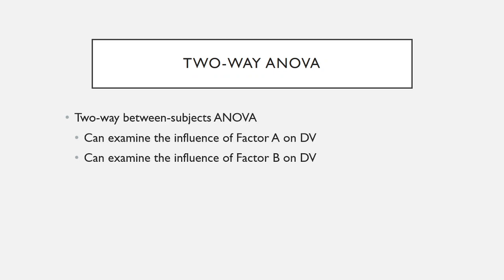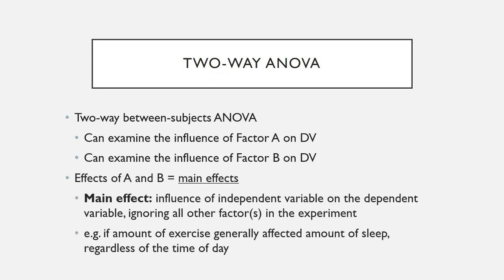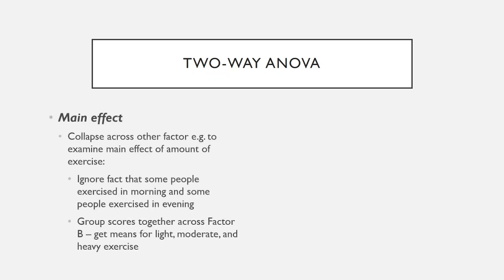Okay, so your two-way ANOVA is going to let you examine the influence of both of your IVs separately on the dependent variable, so your main effects. Okay, you can figure out whether or not there's a main effect of exercise on sleep, or you can get a main effect of the time of day of exercise. So just looking at one of the IVs, completely collapsing across your second IV. So your two-way ANOVA is going to let you look at these main effects.